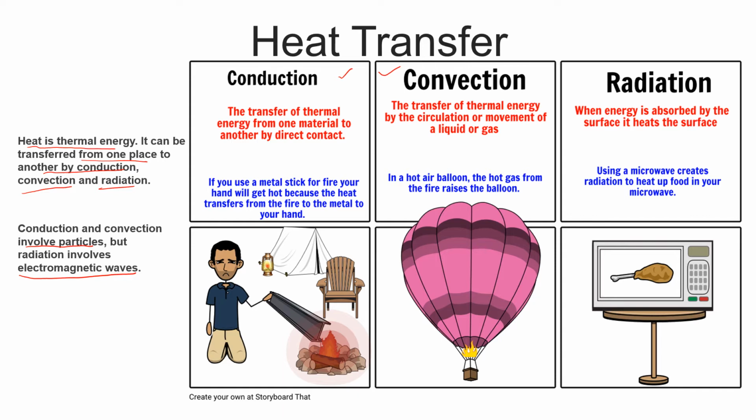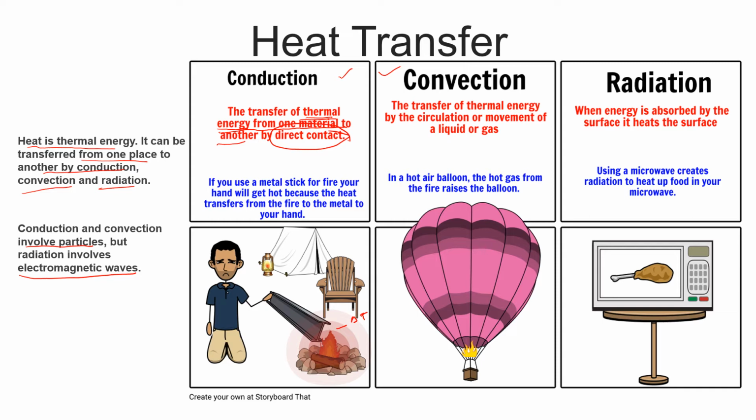The definition of conduction is the transfer of thermal energy from one material to another by direct contact. It must have direct contact. For example, there is a steel bar being heated, so there is a temperature change. And then when somebody holds this steel, there is conduction, because there is direct contact with the heated metal.